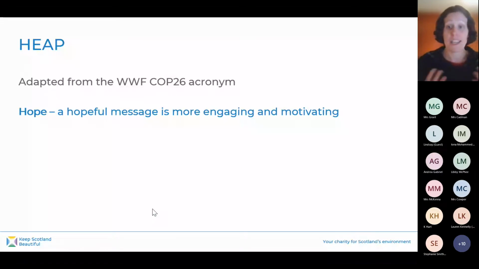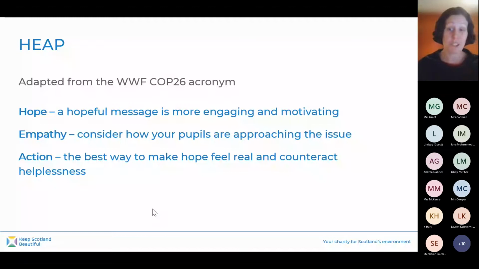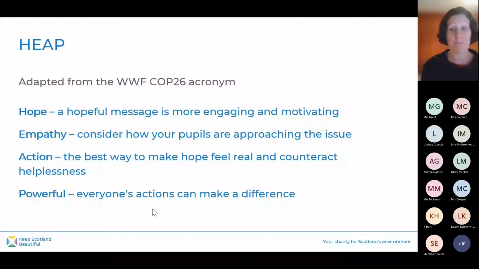We're more likely to be able to get people to go and change what they're doing and take action if we're feeling more hopeful. Also thinking about trying to be empathetic, so considering how pupils are approaching the issue, whether they've got any direct links to what's happening with biodiversity. Are they anxious, maybe that family members or other members of the community aren't engaging with the issue? We want to give children and young people the opportunity to take action, which is where some of the activities I'm going to suggest in a second will come in. So the best way to make hope feel real and to counteract helplessness is to give someone something to do, something they can positively do to help to make change. And also to really make us feel like we are powerful. Everyone's actions can make a difference. And there's lots of things that you can do that can really make a difference.